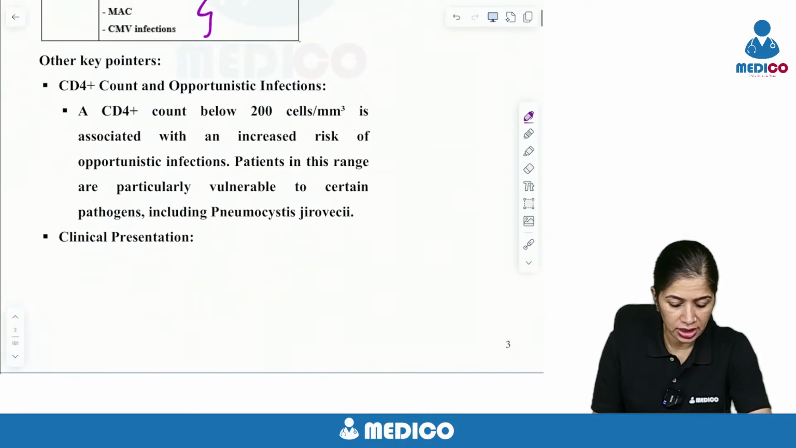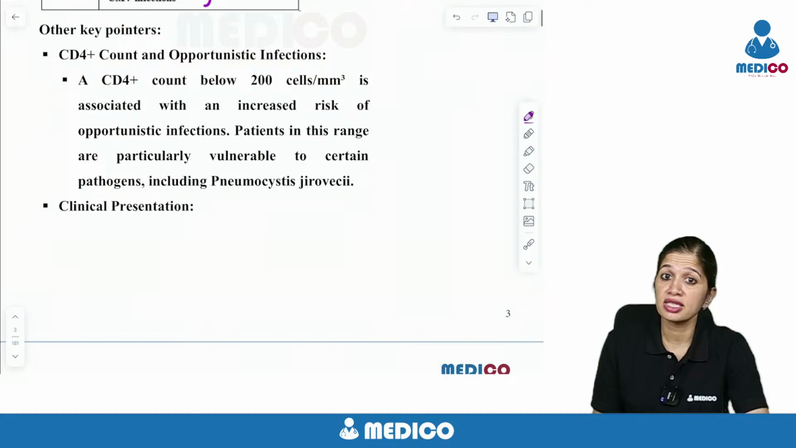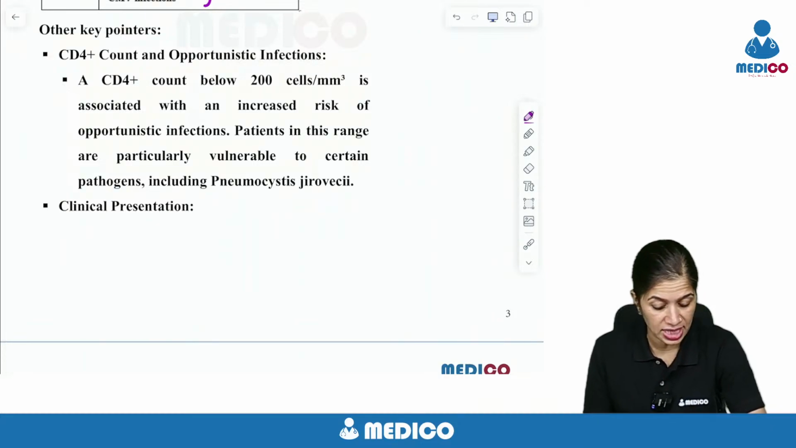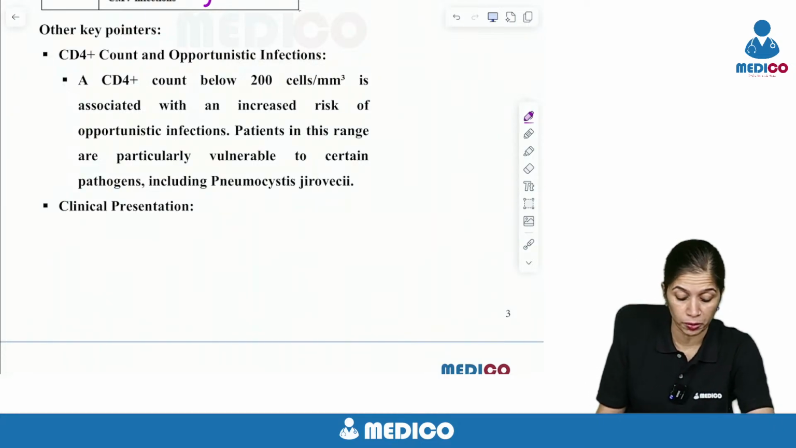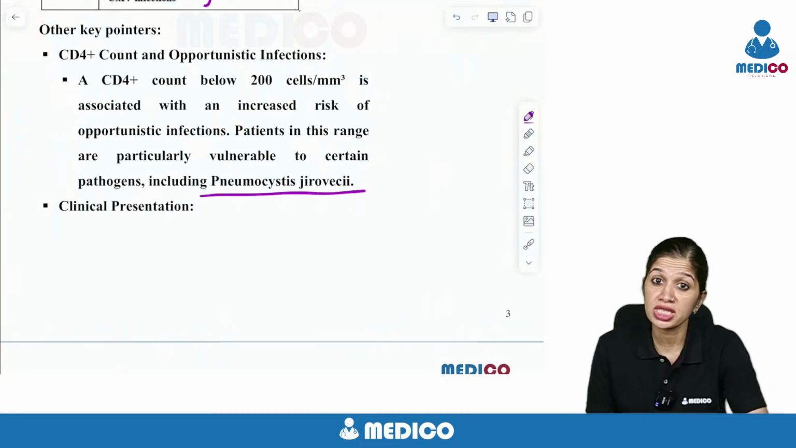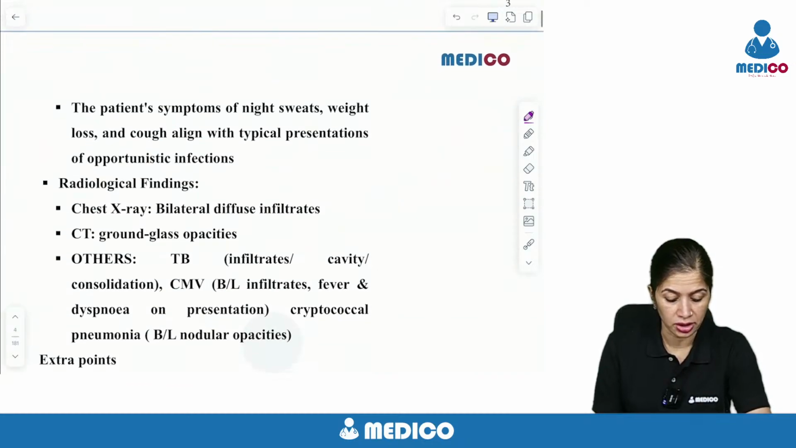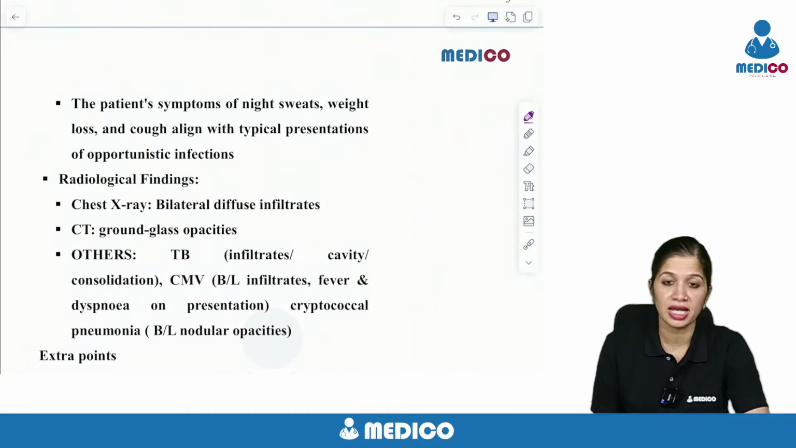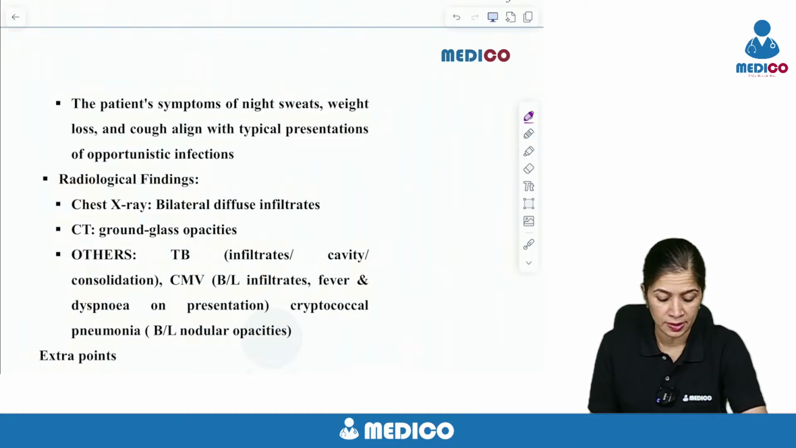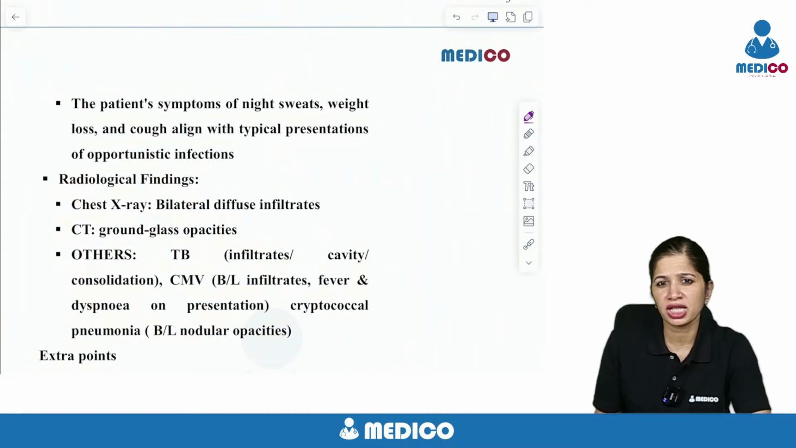Now, when you look at this question, they have already said that the CD4 count is 150. That means it's less than 200. There's an increased risk of opportunistic infections. And here, pneumocystis jirovecii should be the first thing that comes to your mind. When you look at the clinical presentation, the patient is presenting with symptoms like night sweats, weight loss, cough, all of which are classically aligning with opportunistic infections.